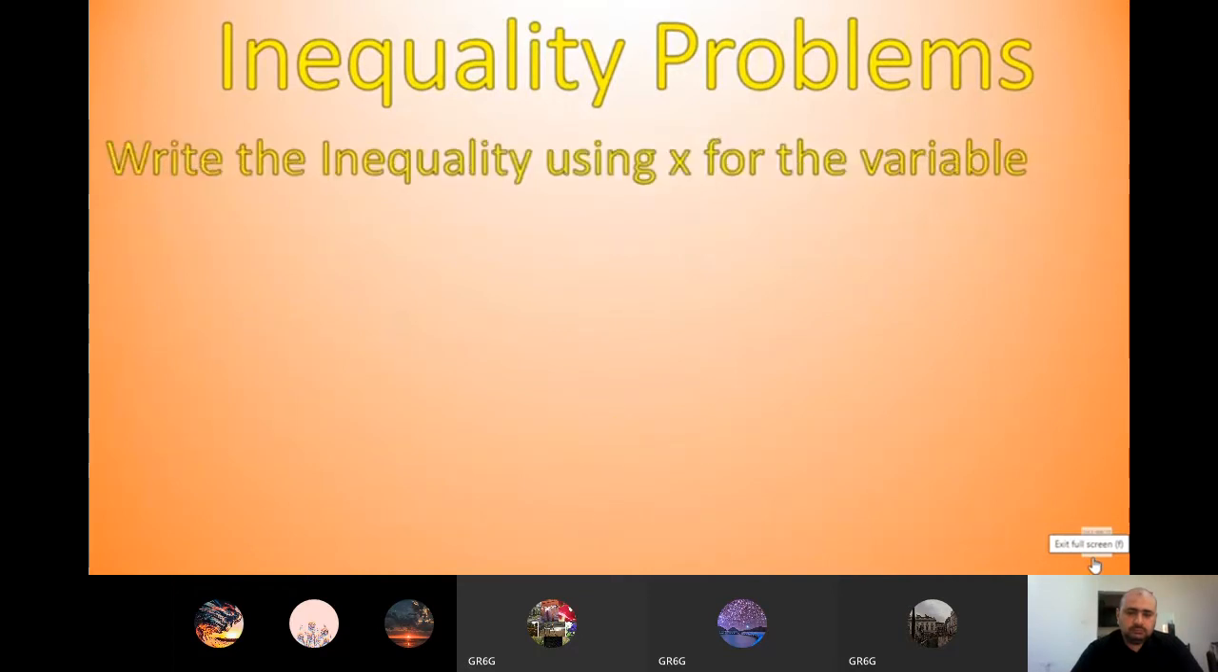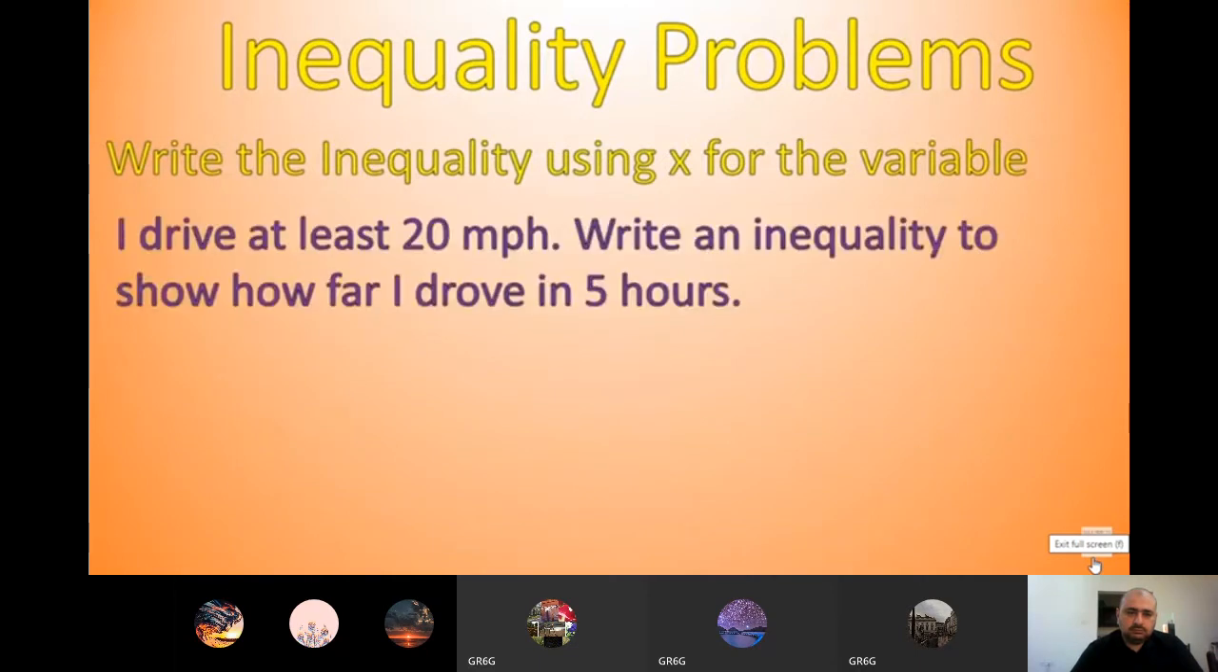All right. Now we're going to write another inequality using x for our variable. Here it is. I drive at least 20 miles per hour. Write an inequality to show how far I drove in 5 hours. So you can pause the video, try to do that. I want you to write an inequality using x for your variable that shows I drive at least 20 miles an hour for 5 hours. Welcome back. Hopefully you wrote an inequality.